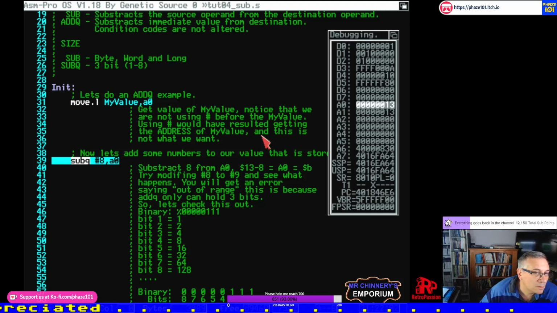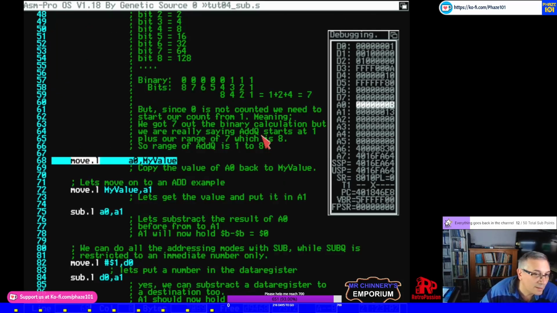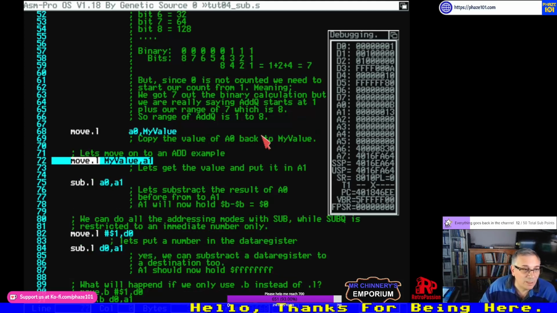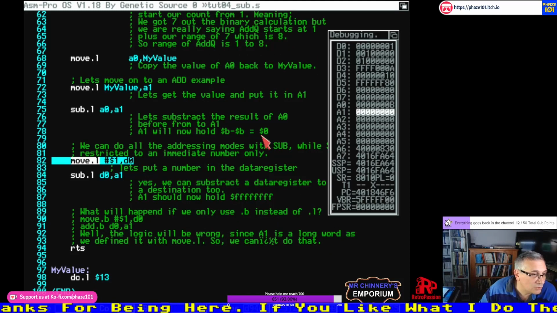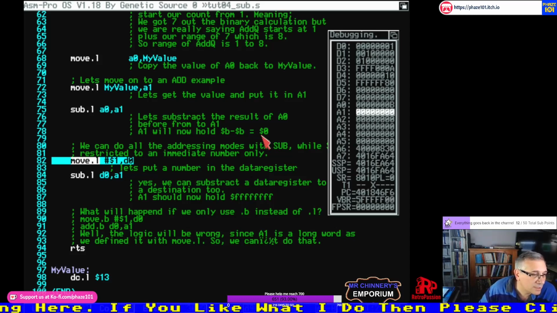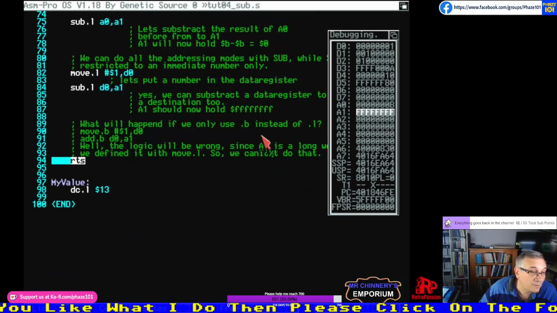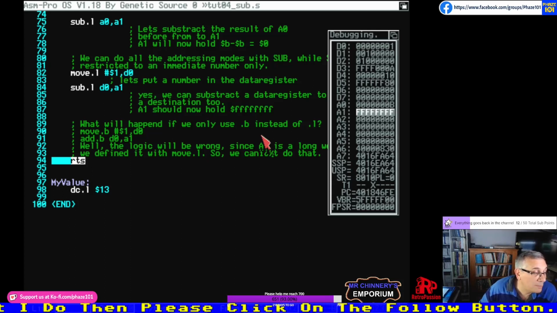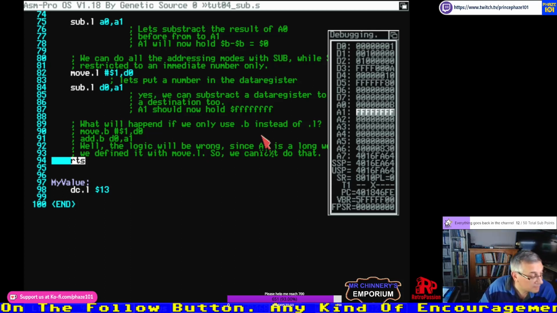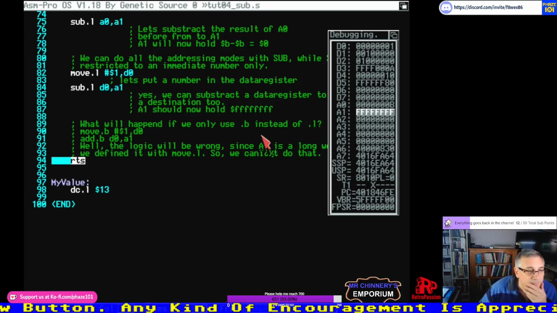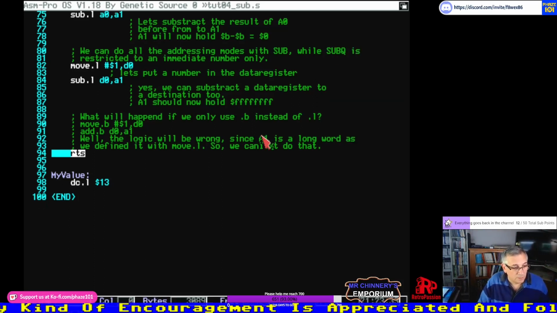A0 has got 13, and now we're going to subtract 8 from A0. So we end up with 0B. Now we're going to move.long A0, so the B, into the variable, okay? And then we're going to restore it back into A1, okay? And then we're going to move 1 into D0, and then subtract that D0 from A1. And notice it became FFFF because it was at 0 and we subtracted 1. So we can work on address registers, okay? That was sub.